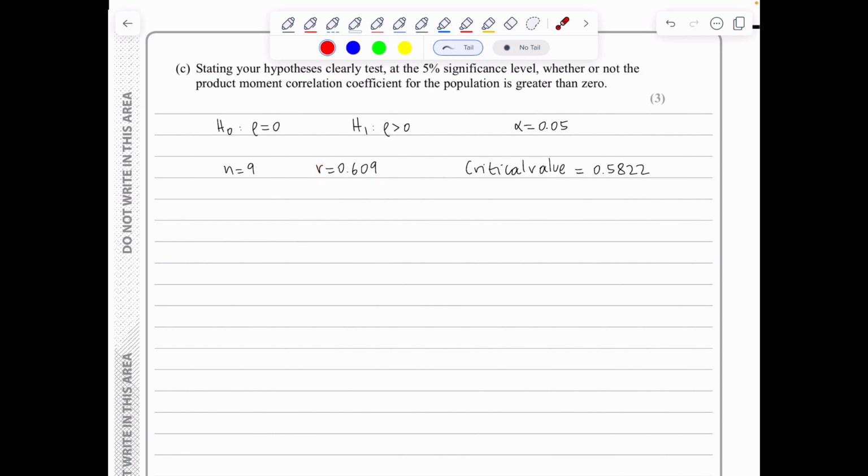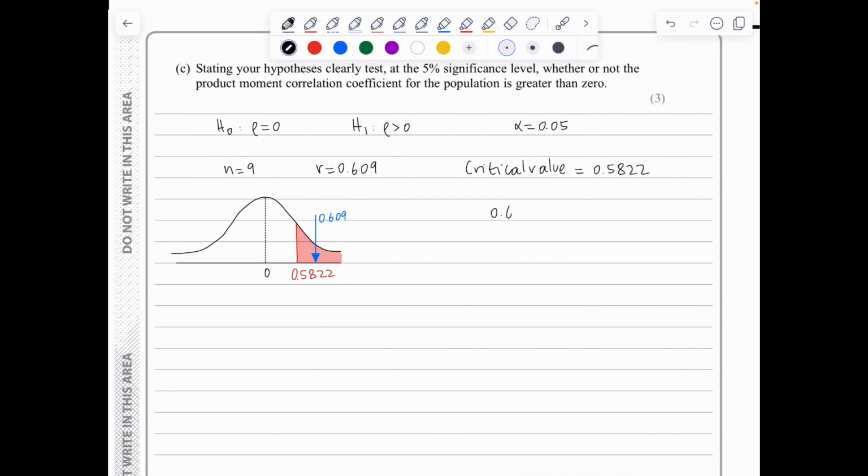One way to do this is to draw a bell-shaped curve like this. It's just for illustration purposes. We've seen a critical value of 0.5822, so anything to the right of this will be rejected. This is the critical region. We've seen the 0.609 lying clearly within the critical region. So what I have to say is that the 0.609 is greater than 0.5822, and therefore this is a significant result. So we write significant and we reject H0.